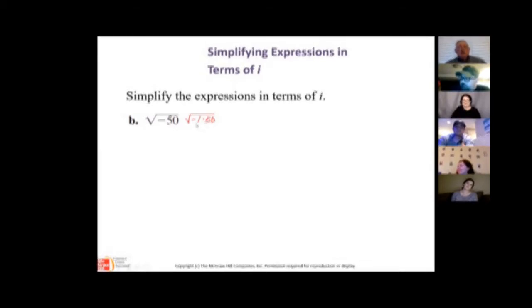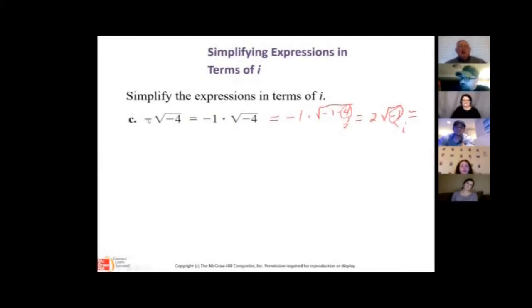Well, we change that to -1 times 50. We extract the -1 as an i, and then we have to find the square root of 50, which in this case breaks down into 25 times 2, and 25 is a perfect square, so we can extract that 5. We've got the i that we bring down, so the answer then is 5i times the square root of 2.